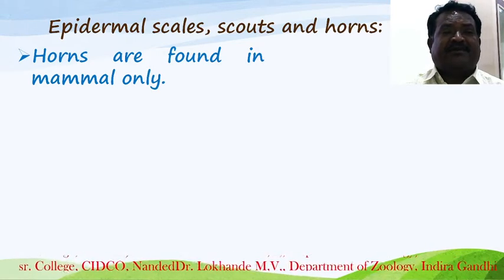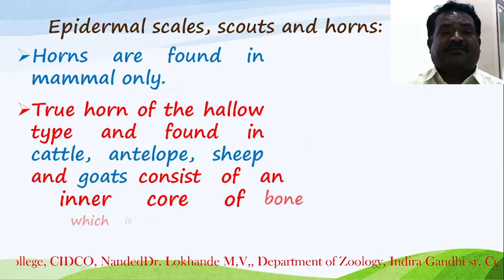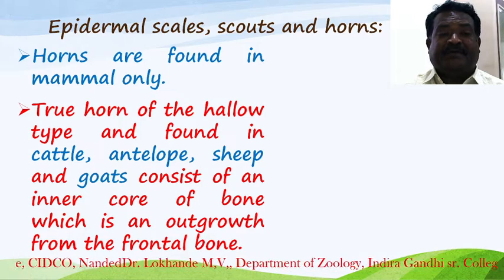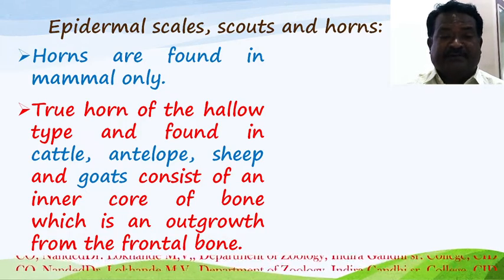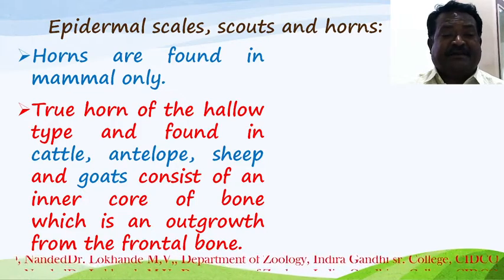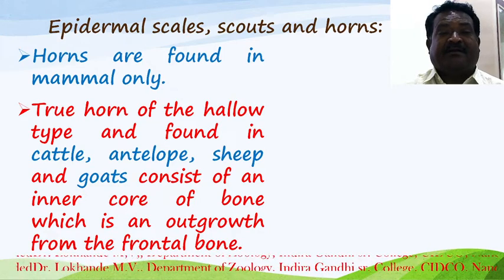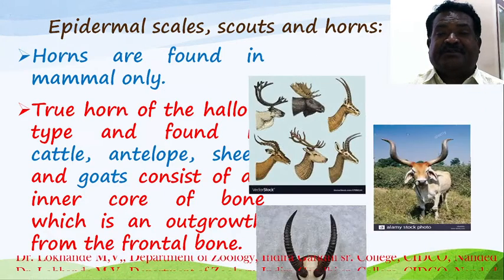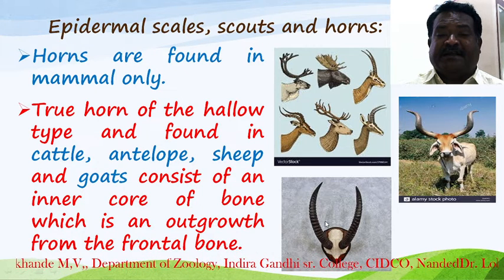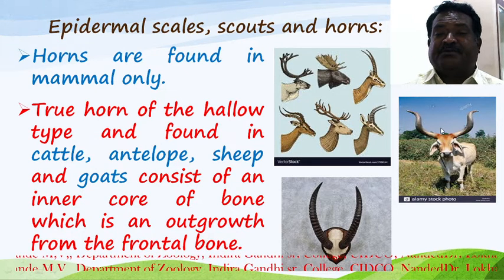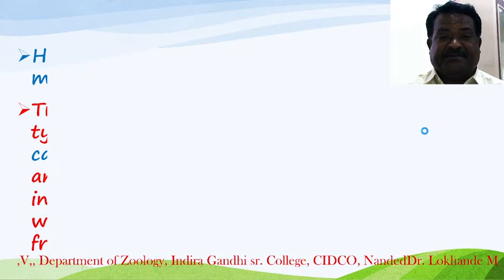So horns are modified only in the mammals. Means the true horns of the halotype are found in the cattle, antelope, sheep, goats, and lions, and consist of an inner core of bone which is an outgrowth from the frontal bone. Now look at this picture. This is nothing but the horns of the antelope. They are present in different groups of vertebrate animals.